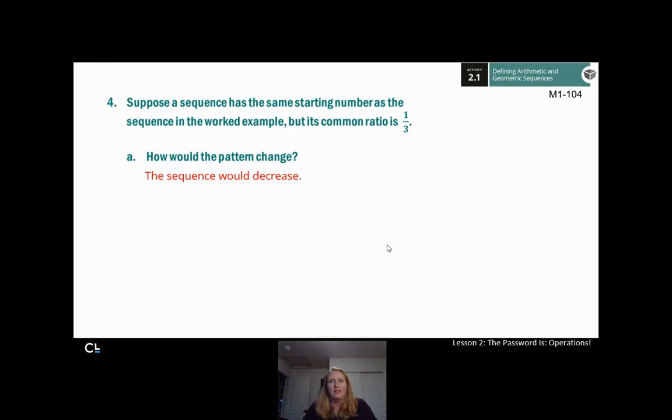Oh my goodness. So here's another question. Is the sequence still geometric? Why or why not? Hit pause, jot down your thoughts, hit play when you're ready to check your work.